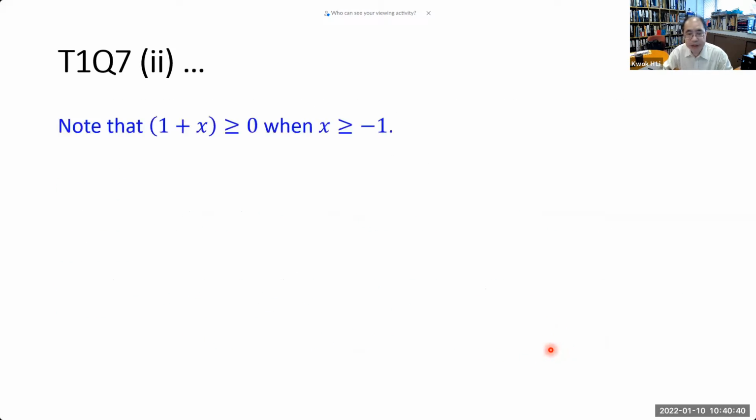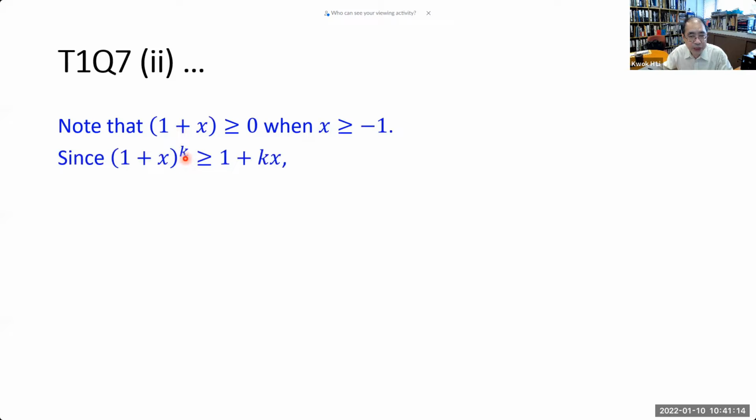The use of this one is like that. If x is greater than or equal to minus 1, you add 1, this is always greater than or equal to 0. So this is non-negative. So this term cannot be a negative value, because when you do the inequality, once it's negative, then the sign will change direction. Okay.